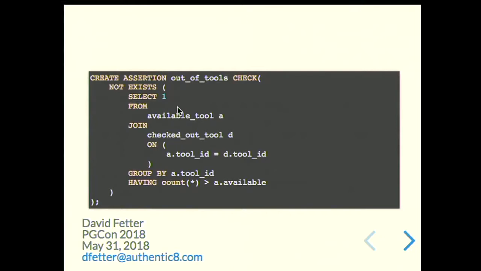So we want to make sure that there's never a situation, so not exists, select one from these things joined on their tool ID, group by the tool ID, having count star greater than available. So when you try to check out the n plus first tool when you only have n tools in the shed, this thing should prevent it.